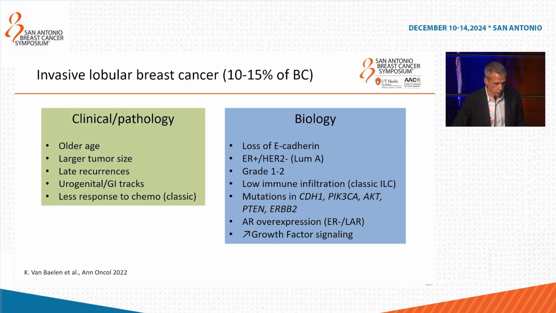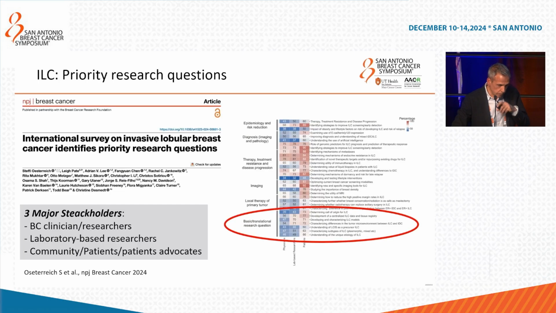Now, when a questionnaire was sent out to ask what would be the priority research questions regarding lobular breast cancers, to clinicians, laboratory-based researchers, as well as patient advocates, what came out as important questions to address is to better understand the tumor microenvironment of lobular breast cancer, one of the top priority research questions.